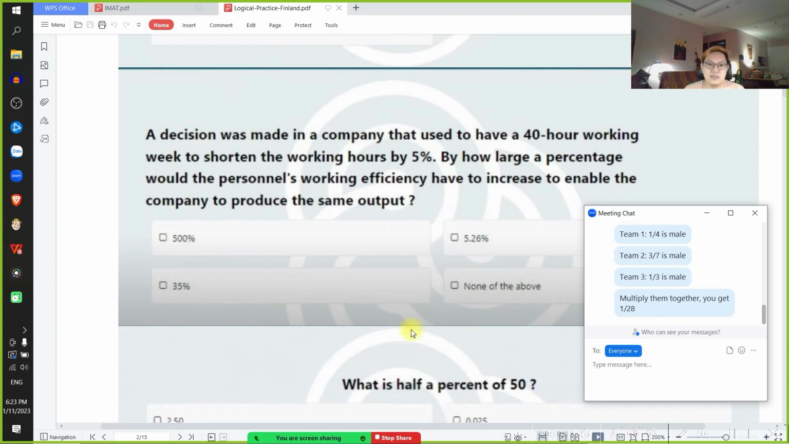A decision was made in a company that used to have a 40-hour working week to shorten the working hours by 5%. By how large a percentage would the personnel's working efficiency have to increase to enable the company to produce the same output? So the company decided to reduce the working hours from 40 hours a week by 5%. To keep the same output, by what percentage must each employee's efficiency increase?